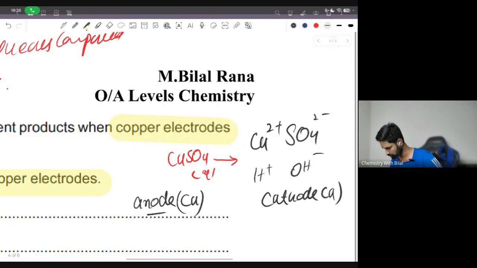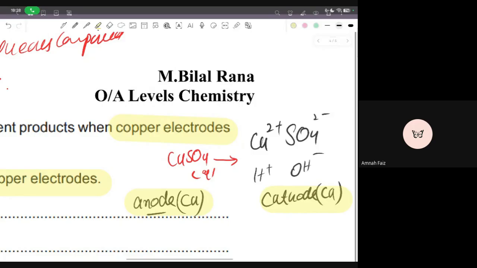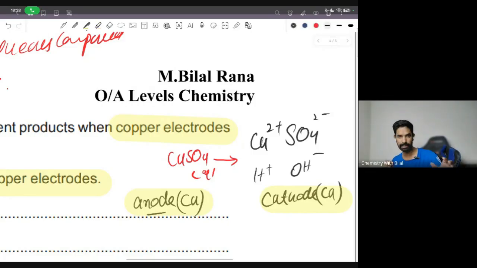Now the question is, raise your hand if you know the answer. Which copper is impure, anode or cathode? Which is impure copper? Shabash. Which is impure copper? Amna. Anode. Anode is impure. Excellent. So basically this process is used for the purification. This is impure thing, and at cathode you always take the pure reference, right?